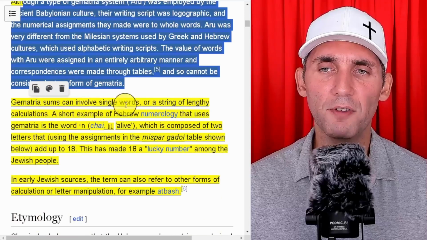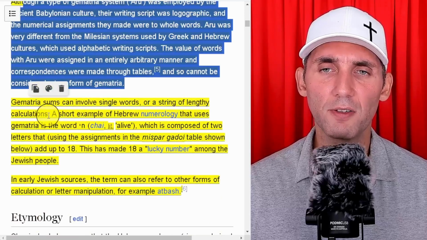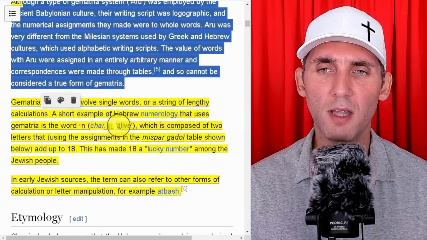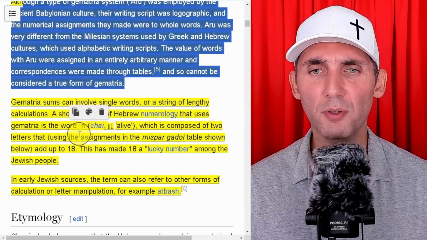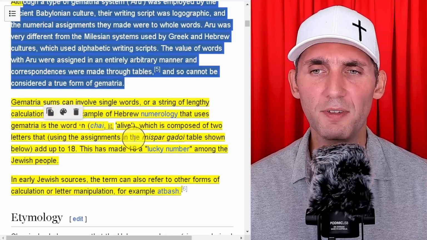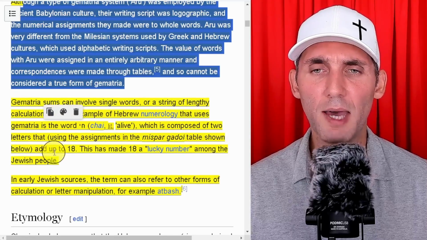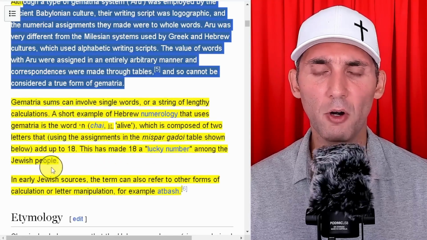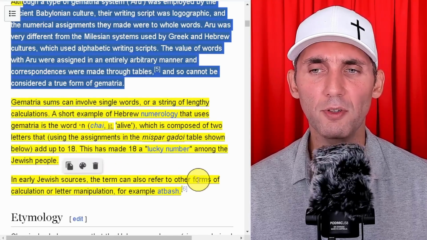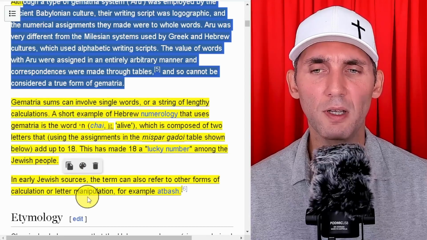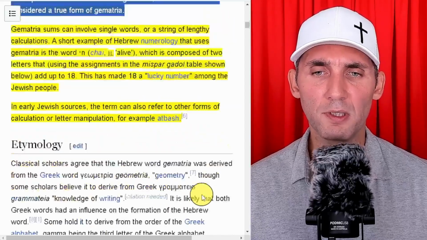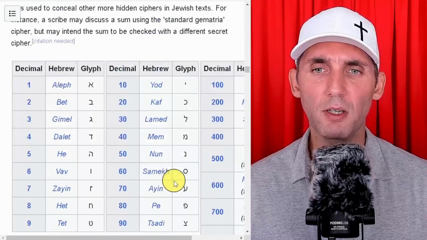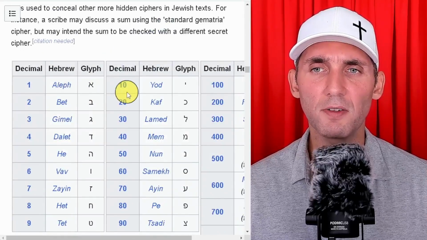Gematria sums can involve single words or a string of lengthy calculations. A short example of Hebrew numerology that uses gematria is the word chai, which is alive, which is composed of two letters that, using the assignments in the Mispar Gadol table shown below, add up to 18. This has made 18 a lucky number among the Jews. In early Jewish sources, the term can also refer to other forms of calculation or manipulation. For example, atbash, which is another type of calculating thing. But you have basically, here's the letters, and then here's the numbers.